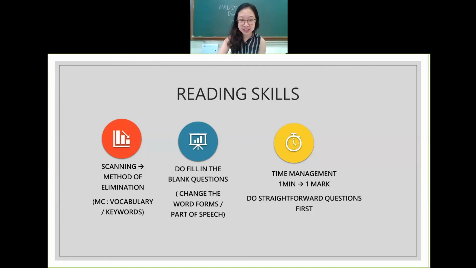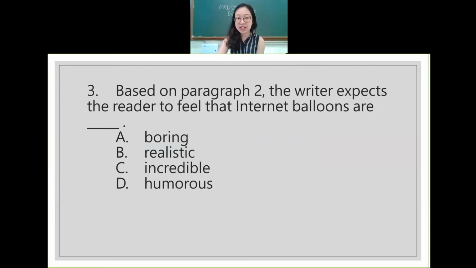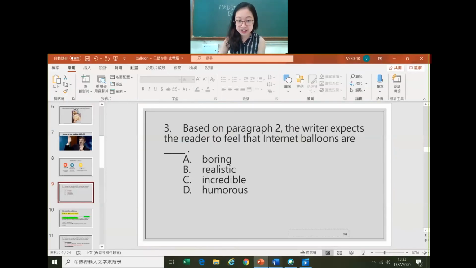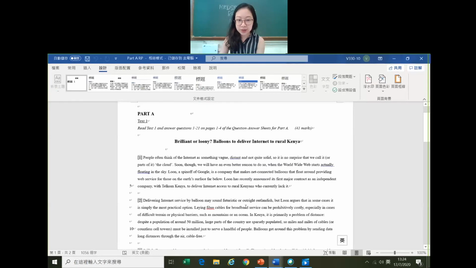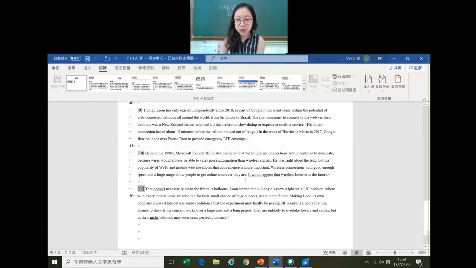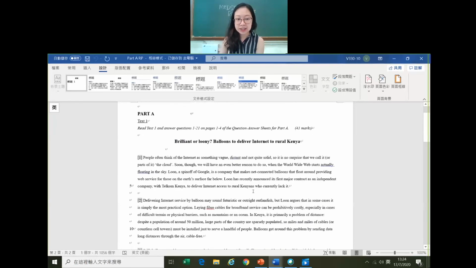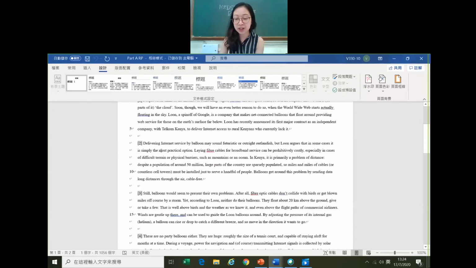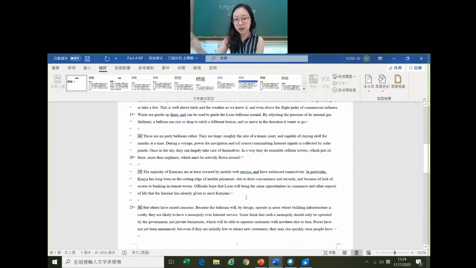All right, so let's continue. The first reading skill is the method of elimination. How can we do so? Let's go back to the passage that you have downloaded. You will have all the paragraphs labeled clearly, and usually the questions in the exam will ask you according to the order. They will ask you everything in paragraph 1 first, and then move on to paragraph 2, so you can just follow the flow. They will guide you through the whole paper.